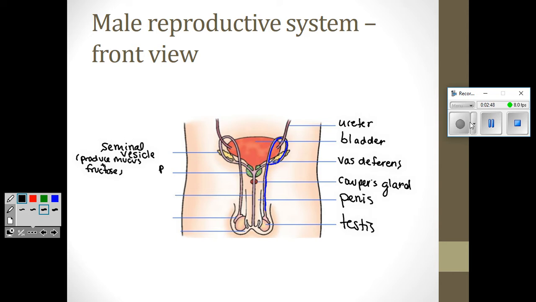The next one is the prostate gland. The prostate gland has a similar function to Cowper's gland. So these two things have a similar function. They produce mucus and an alkaline fluid. Now, why do you think that there needs to be a gland that would produce mucus or an alkaline fluid as part of semen? What would be the point of that?